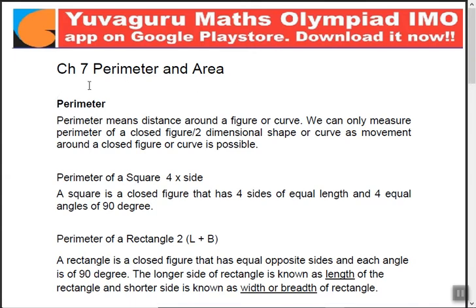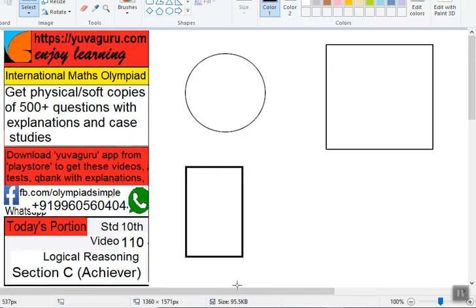Now what is perimeter? Perimeter means the distance around the figure or a curve. What does it mean? See here, around the figure means what? This is the total around this square, and this rectangle's total sides. You start walking on the sides and then you come to the starting point. That is perimeter. For a circle it's called circumference and for others it's called perimeter.